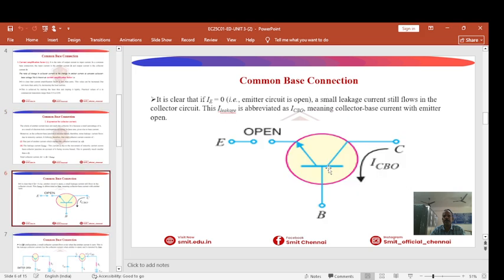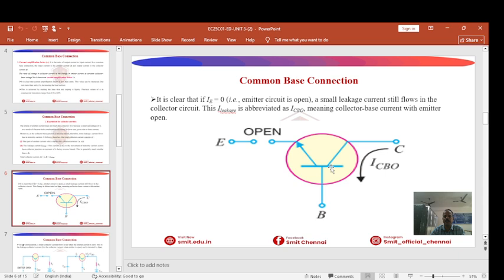The next diagram that is depicted clearly shows the common base connection. Here you can see the emitter is kept open. A small leakage current still flows in the collector circuit. So this leakage current is abbreviated as ICB0. That is nothing but the collector to base current, that is the leakage current with emitter open. That's why it is represented as ICB0.